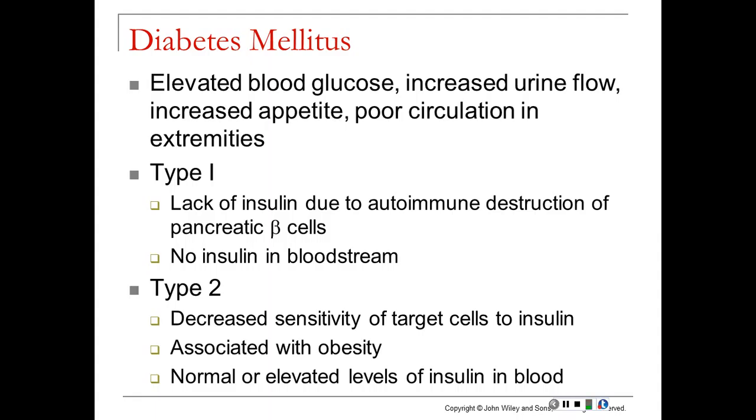This is because your immune system has basically destroyed the beta cells of your pancreas, which are the cells that secrete insulin. Type 2 diabetes is when your cells are so tired of responding to glucose, they've become insensitive to it. This is the type that's associated with obesity.